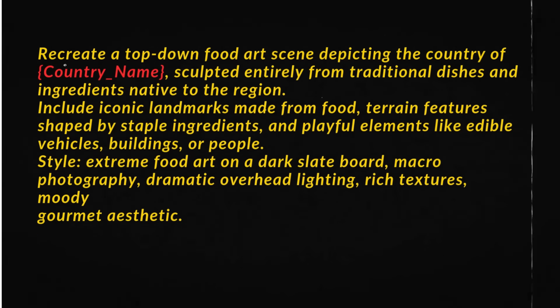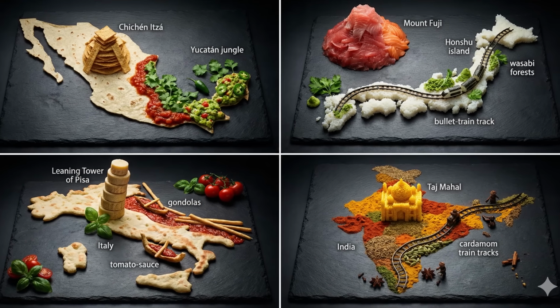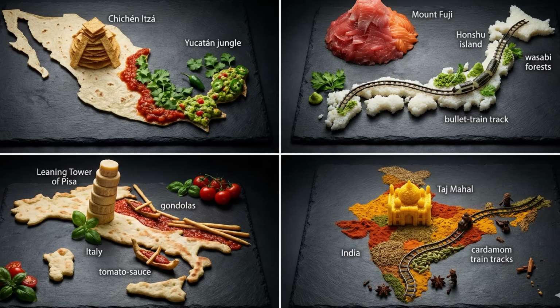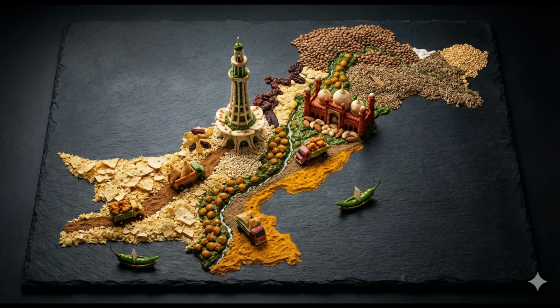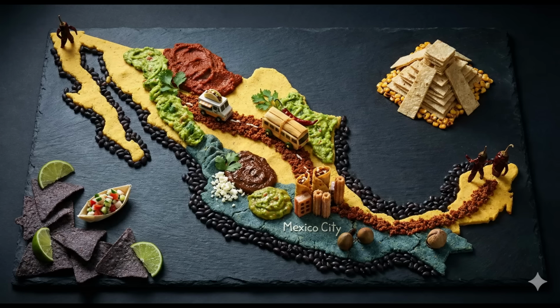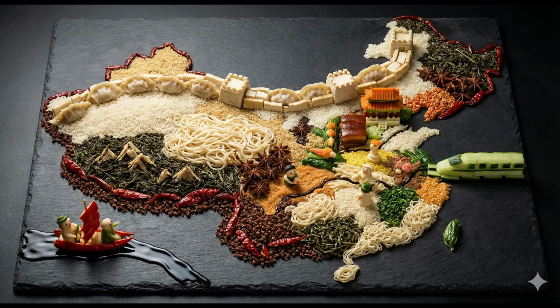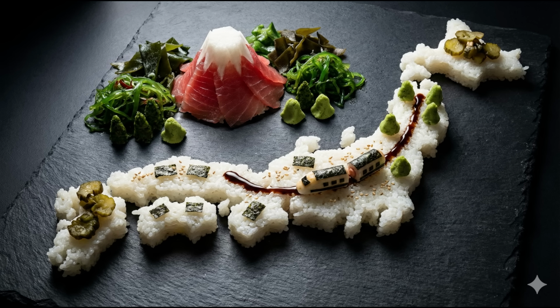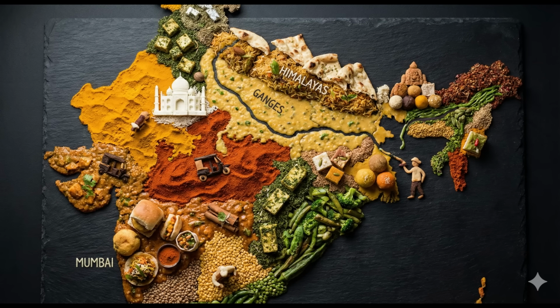Now this one is super creative. If you use this food map art prompt, Nano Banana Pro recreates an entire country using only traditional food. Here's Pakistan, sculpted entirely from local dishes and ingredients, landmarks made of food, terrain shaped by spices, grains, and textures. I'm also doing this for Mexico, China, and Japan, and each country keeps its cultural food identity perfectly. The top-down macro lighting, dark slate background, and rich textures make it look like gourmet food art. This is perfect for cultural content, travel visuals, educational posts.